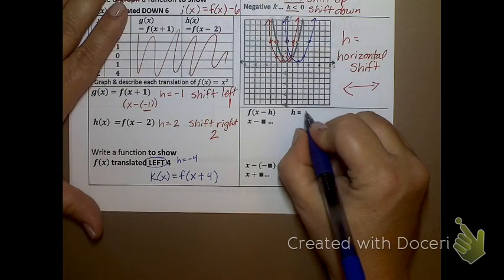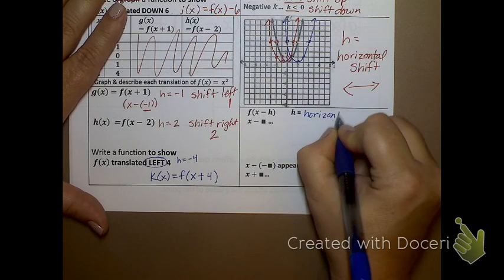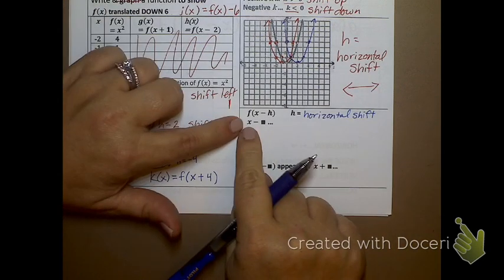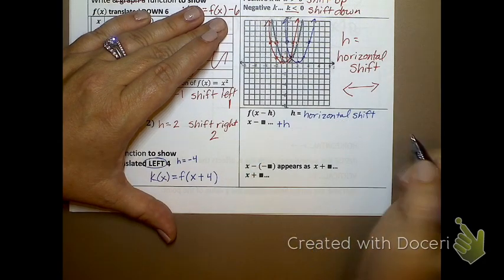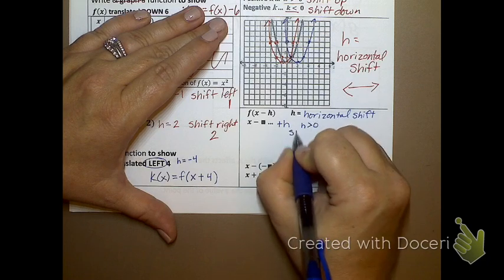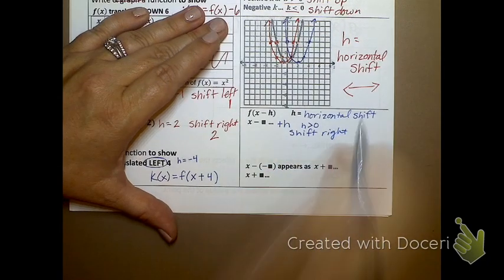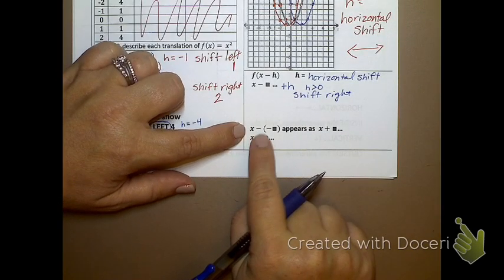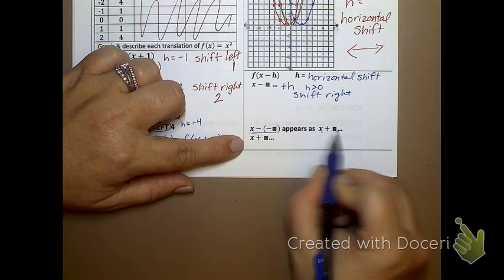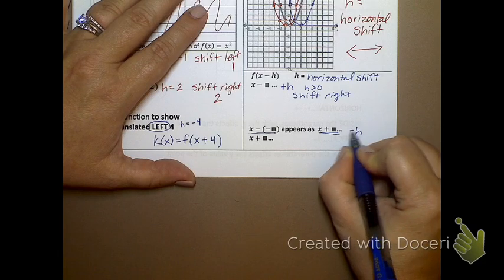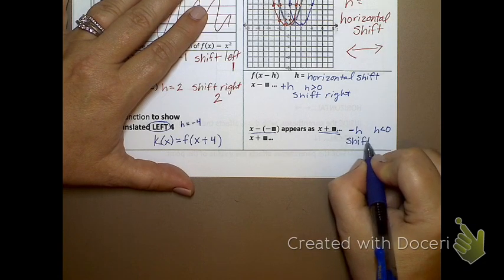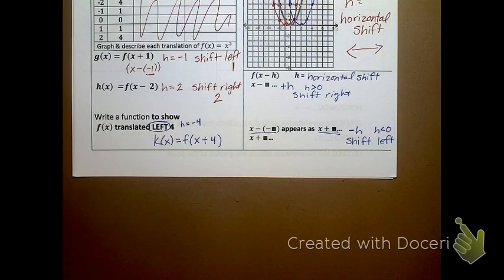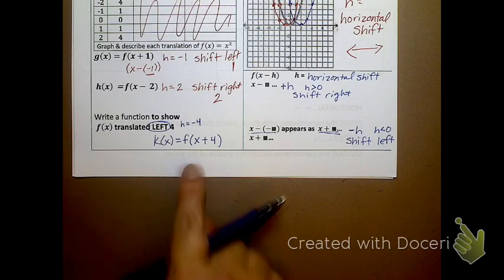Okay? So let's summarize. h is a horizontal shift. When I have something in the form of x minus something, that means I have a positive h value, or in other words, h is greater than 0, and that is a shift right. When I have x plus something, it's actually referring to that. This is how it would show up, though. You have h is negative, or in other words, it's less than 0, which means it's a shift to the left. Now, that always messes with me, because when I see x plus 4, I want to move it 4 in a positive direction. But when it's an h value, I have to remember that it actually means the opposite.